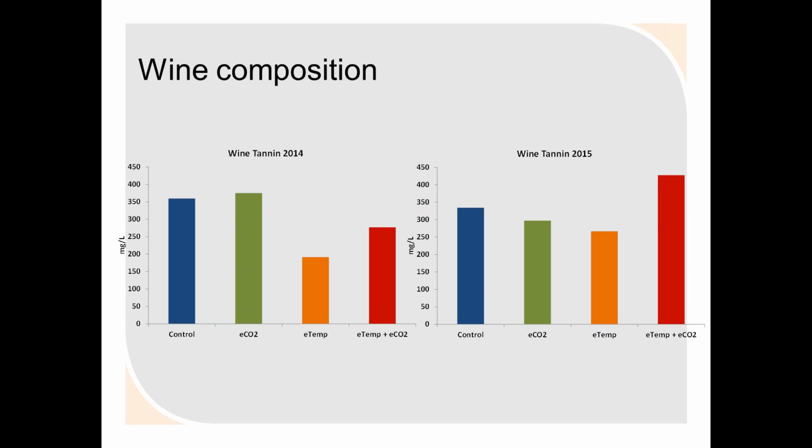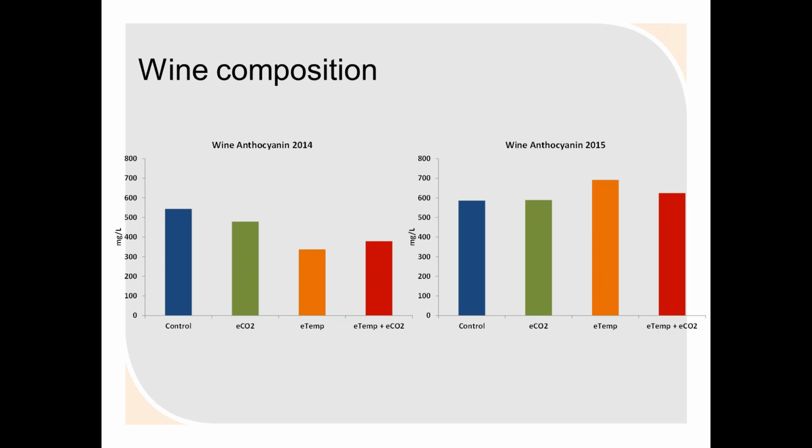In terms of wine, it pretty much followed a similar pattern to what we saw in the grapes. Our wine tannins were decreased in the first season from elevated temperature, and then in 2015 we actually saw higher levels of tannins when we had elevated temperature and carbon dioxide in combination. For anthocyanin, similar to the tannins, we saw decreased levels in our wines, similar to the grape levels. And then in 2015, once again, we saw a different effect, and we're not really sure whether that's what's going to happen going forward or whether that's just a seasonal effect.